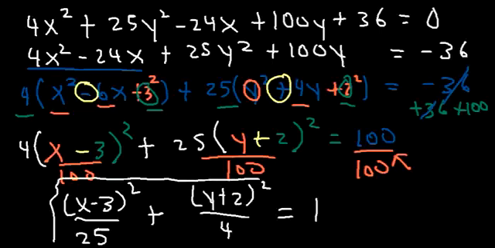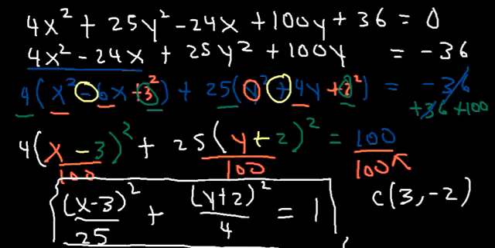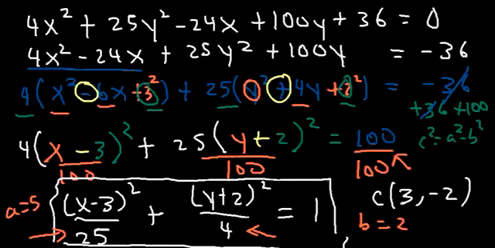So now we have the equation of the ellipse in standard form. As we can see, the center of the ellipse is (3, -2). And a is the larger of the two. a squared is 25, so that means a is 5. b squared is 4, so b is 2. And keep in mind, for an ellipse, it's c squared equals a squared minus b squared, if you want to find the foci.